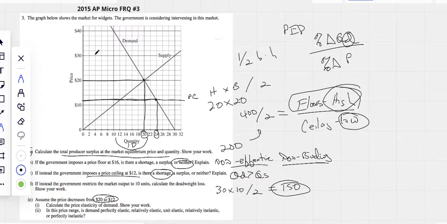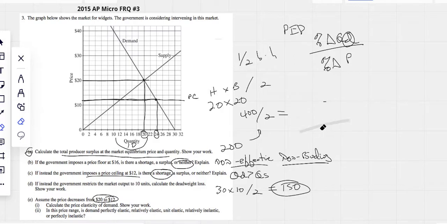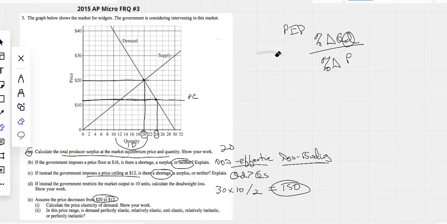So we can do this a couple ways. If you have a big brain, you can recognize that you could figure out very quickly, oops, I didn't want to get rid of that. We could recognize what the percentage change. Let's say the price, or P1, was 20, and then P2, we went down to 12.